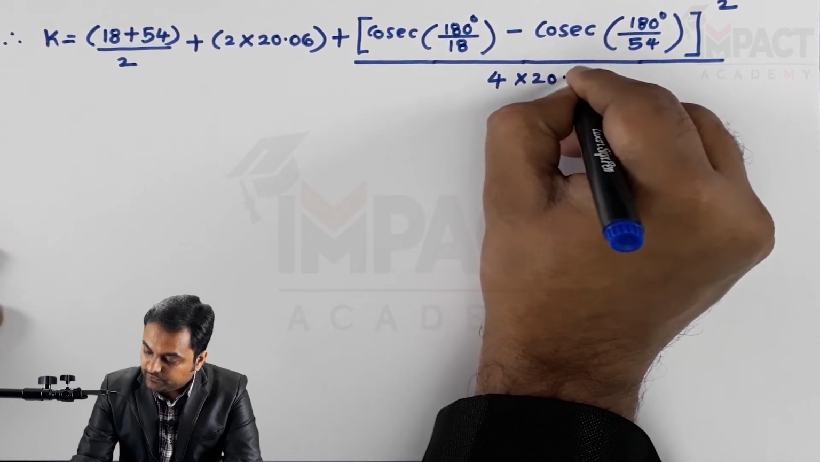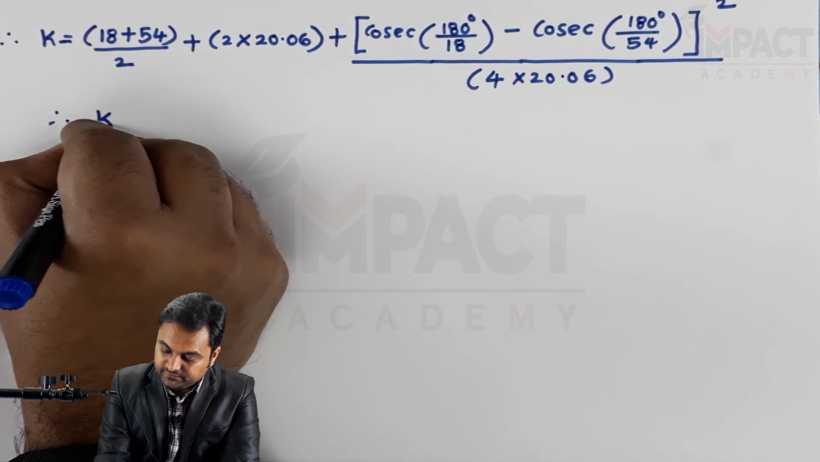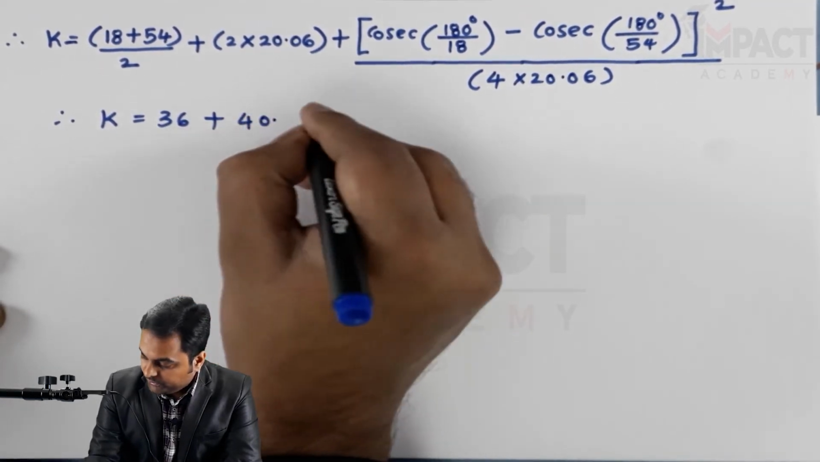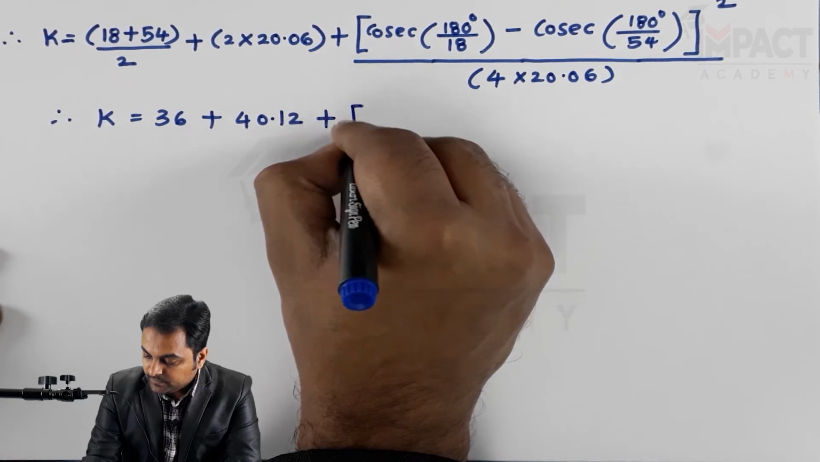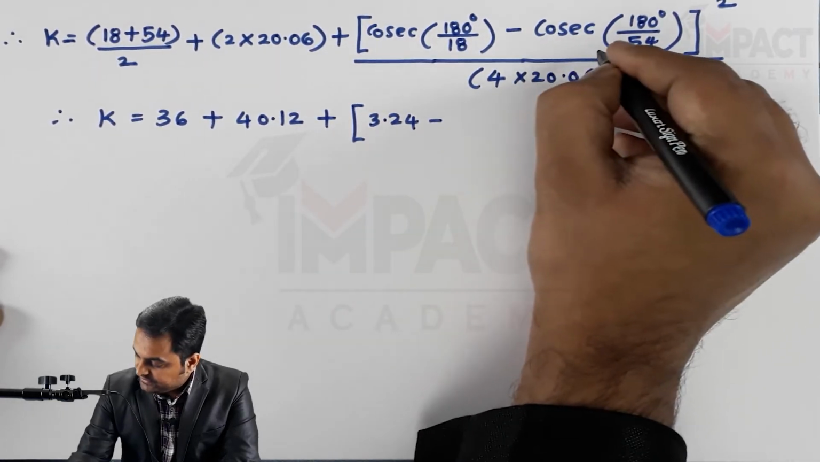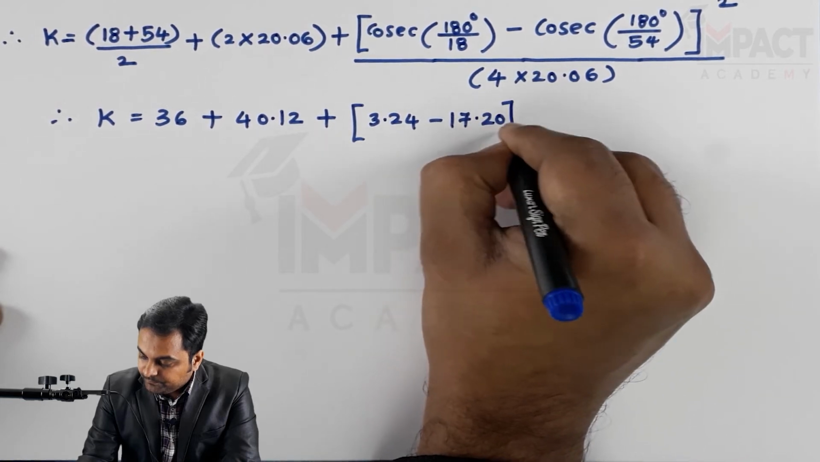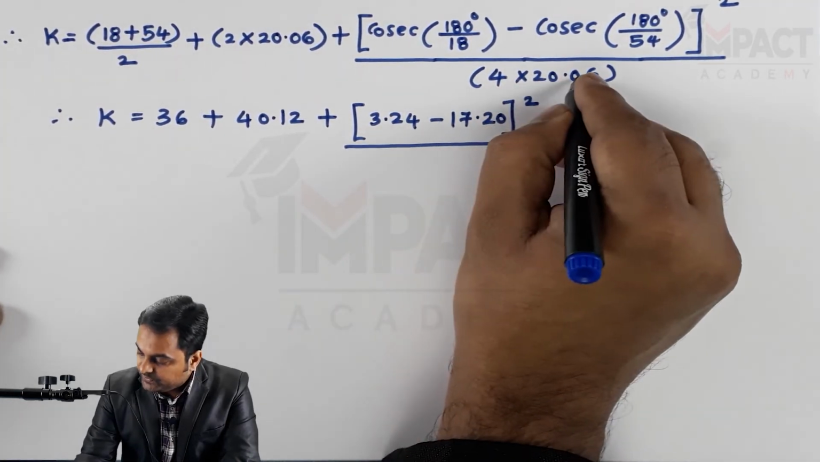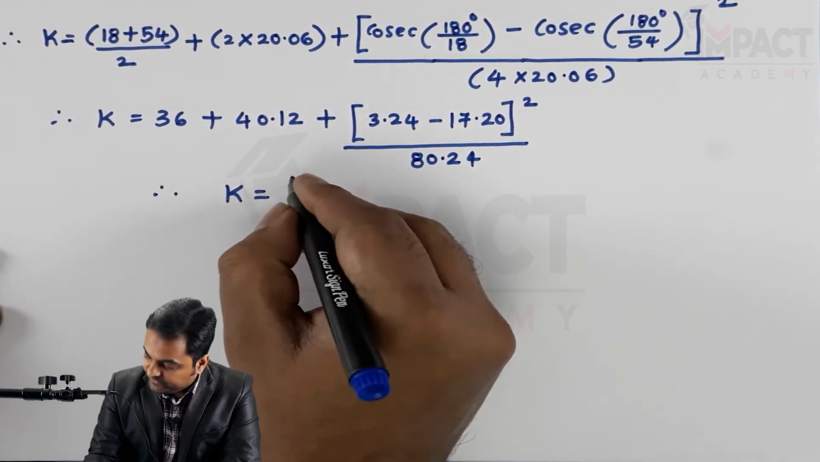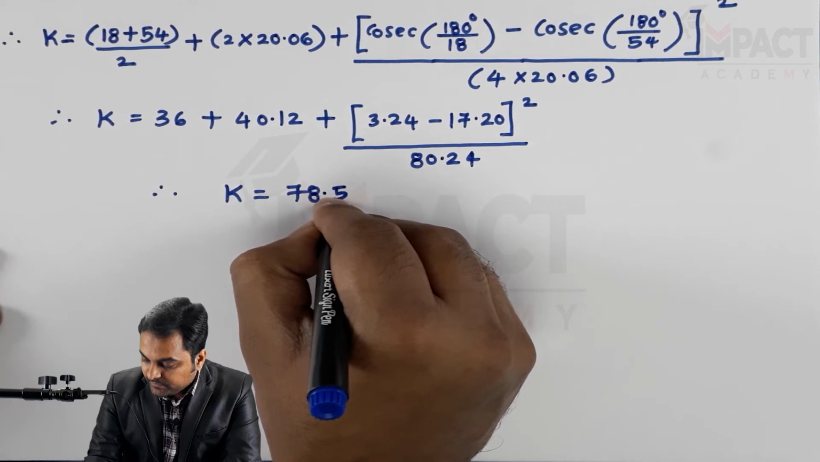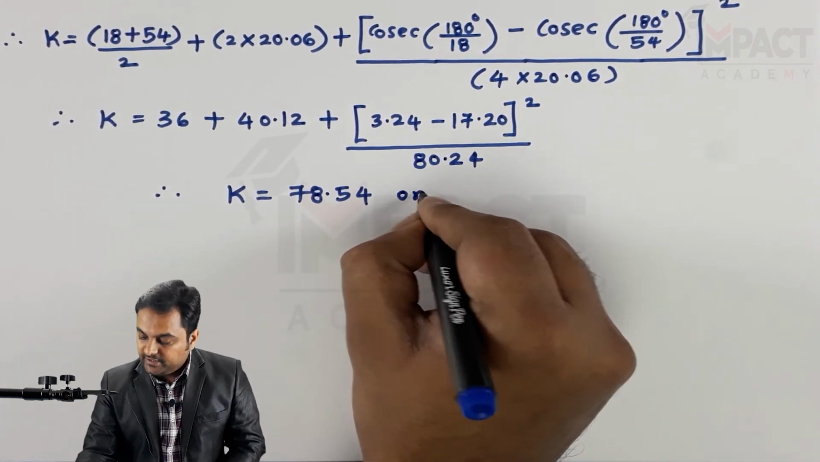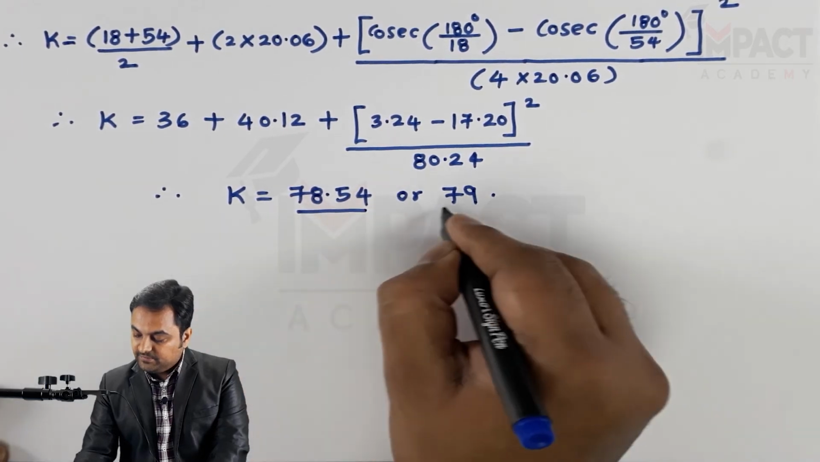M is 20.06. So when we calculate this, the first term comes out to be 36. Then the next term is 40.12, plus the terms inside the bracket. The first term I am getting as 3.24, minus the next term 17.20, whole square, divided by this value in the denominator, which is 80.24. So finally I am going to get the value of K as 78.54, and it is better to round off this value so that we get the length of chain. So this value is close to 79, which is the multiplication factor.